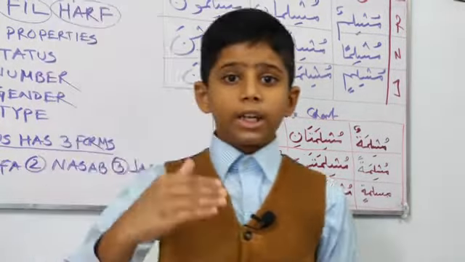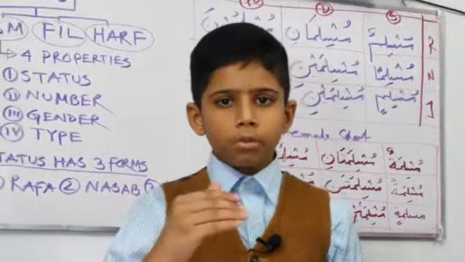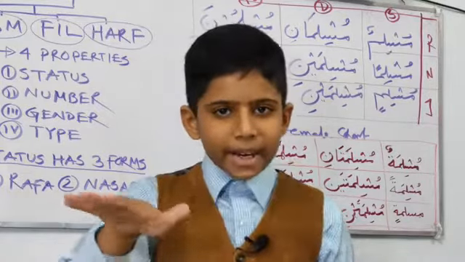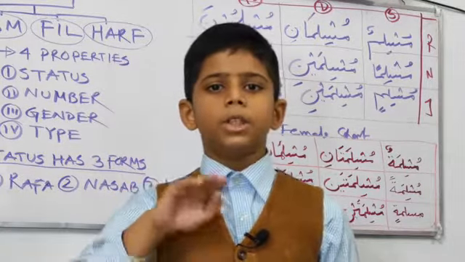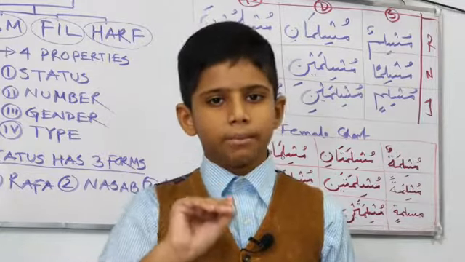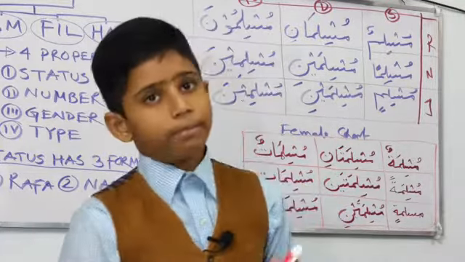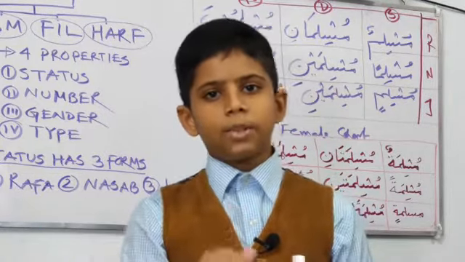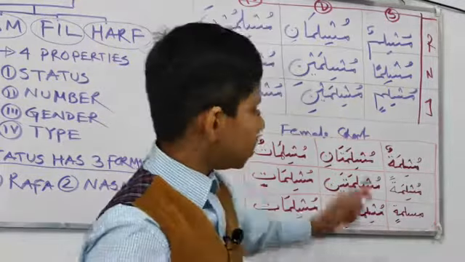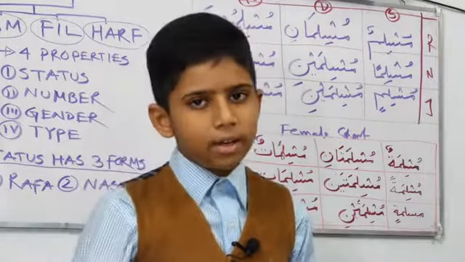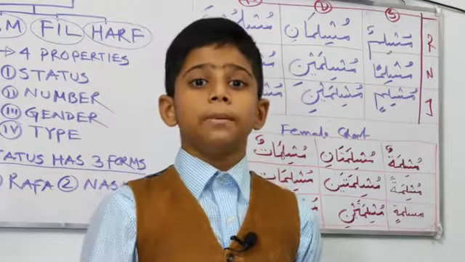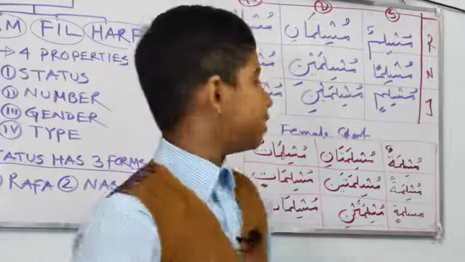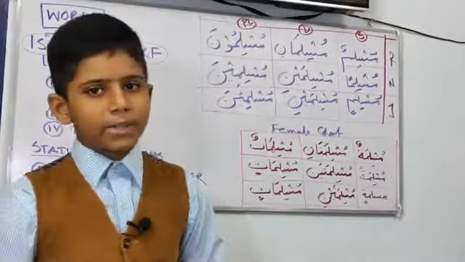And I'll tell the chart again. Muslimun, Musliman, Muslimin, Muslimane, Muslimaine, Muslimaine, and Muslimuna, Muslimina, Muslimina. This is the male chart, and the female chart is Muslimatun, Muslimatan, Muslimatin, and Muslimatane, Muslimataine, Muslimataine, and Muslimatun, Muslimatin, Muslimatin. So this is the female chart. I hope you guys memorize it.